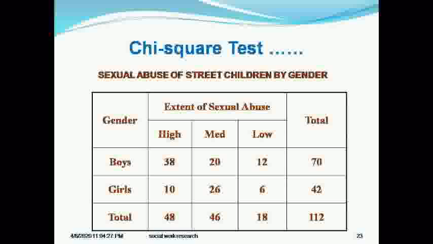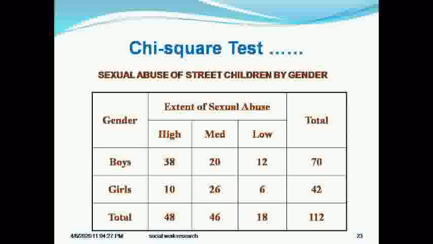Now, here in this example, there is a table. This is called a cross table or bivariate table. Two variables are presented in this table. So what is this table? What is the information in the table?